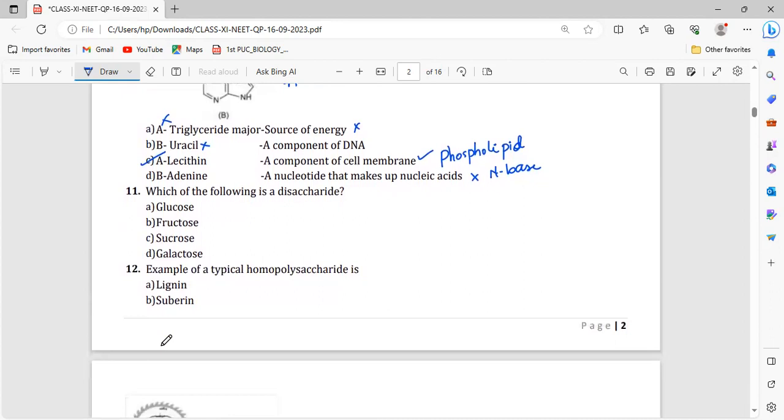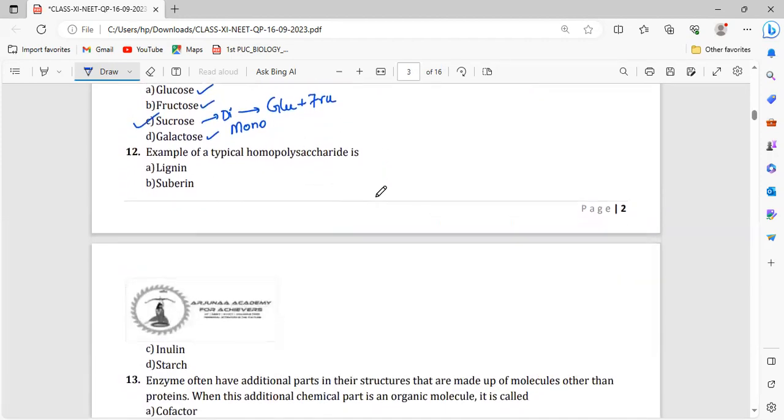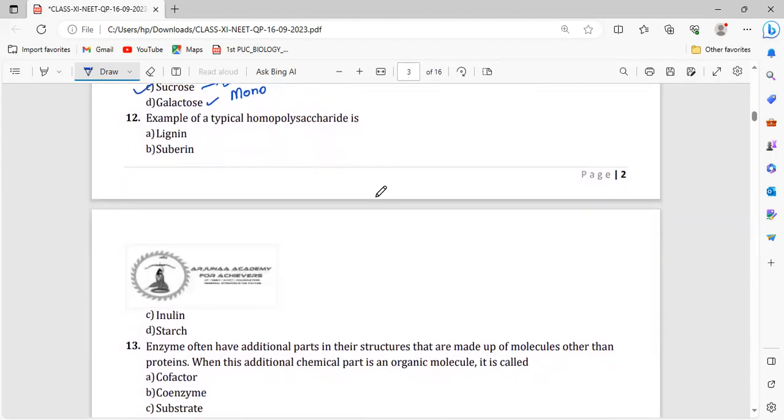11th one. Which of the following is a disaccharide? Out of these, glucose, fructose, galactose are monosaccharides. Sucrose is a disaccharide. Sucrose is made up of glucose and fructose. Then 12th one, example of a typical homopolysaccharide. Lignin and suberin are heteropolysaccharides. Insulin is a protein. Starch, yes, it is a homopolysaccharide of glucose.